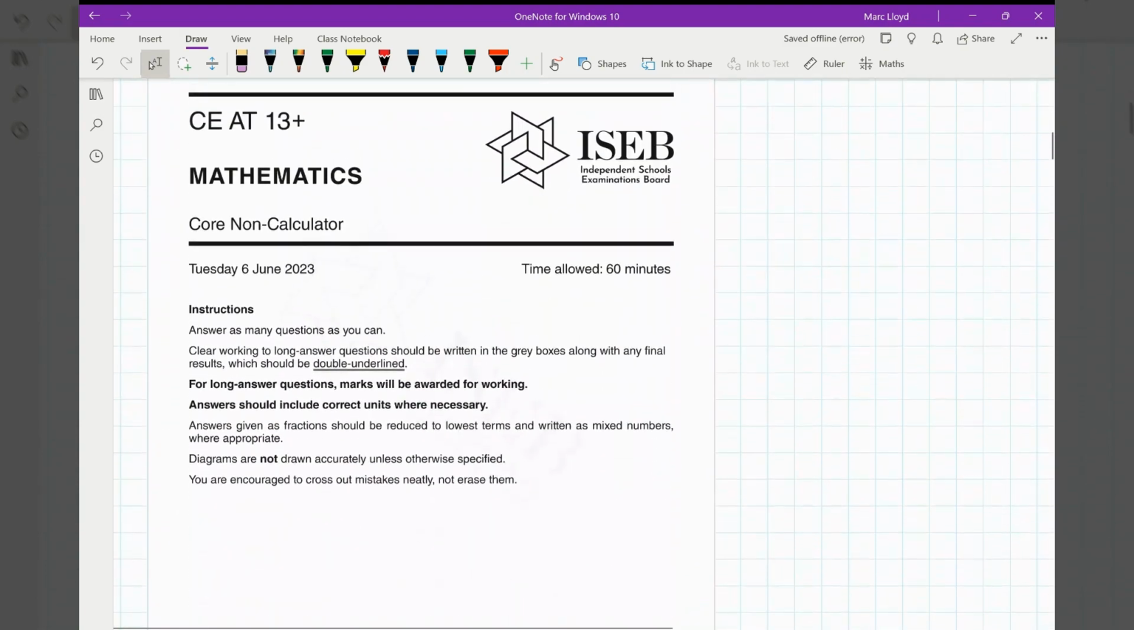So in this video, we're looking at the core non-calculator paper. When we go through this, when I say question 2, what I'd like you to do is pause the video, if you've got the paper in front of you, have a go, and then hit play in order to mark your work as you go through. That way you can have it modeled to you if you don't quite get it correct, and you can mark it correct if you do.